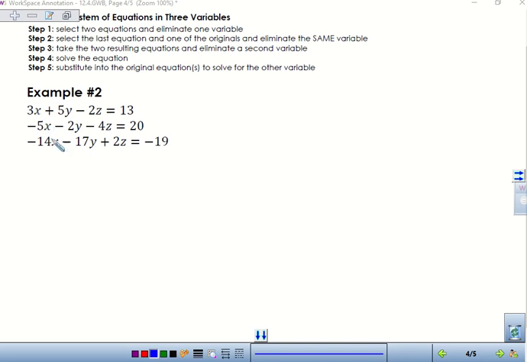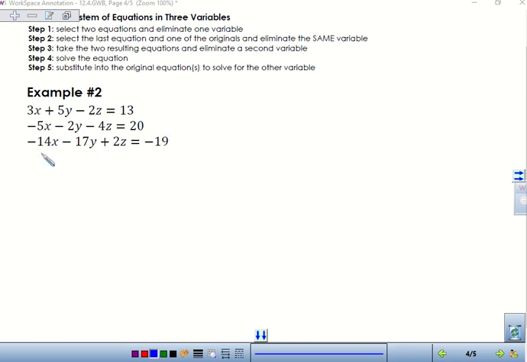So 3, 5, and 14, are those going to have easy factors to deal with? What about 5, 2, and 17? No. What about 2, 4, and 2? Those are going to be our easiest bet. So I know that I can use one of those equations to cancel each of those out, or various ones, you'll see. So right off the bat, what 2 can I add together right now that's going to get rid of one of those z's?